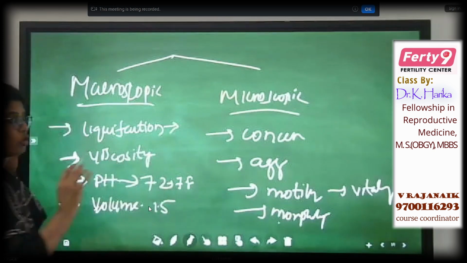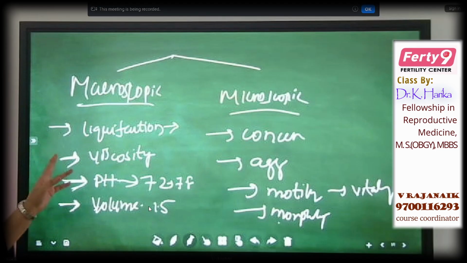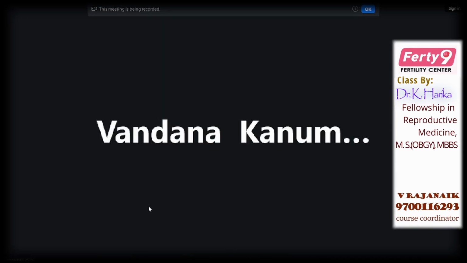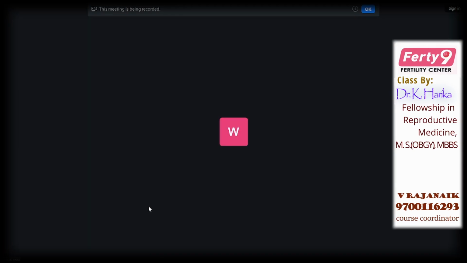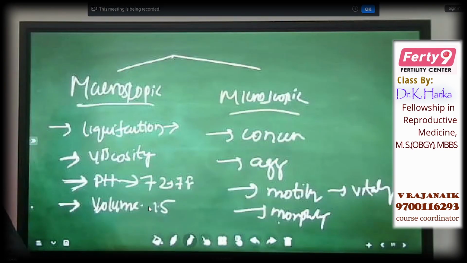Next is liquefaction. Normally, what is the time limit for liquefaction of the seminal fluid? Generally 20 to 30 minutes, but a few studies consider up to 60 minutes also normal. Initially, whenever a male patient gives the sample, it is thick and viscous. But over a period of around 15 to 20 minutes, enzymes, proteolytic enzymes, act on the proteins and degrade them. Semen liquefies.